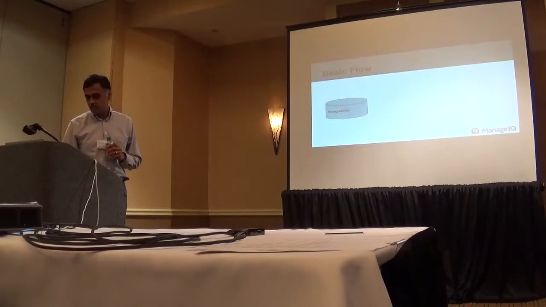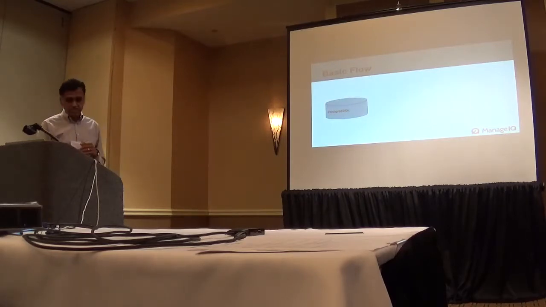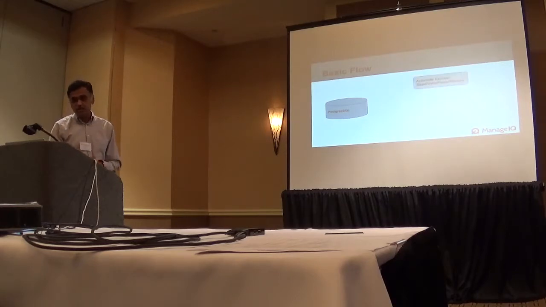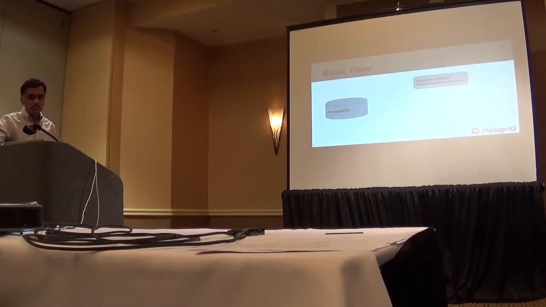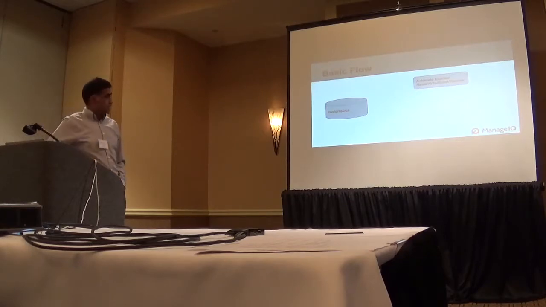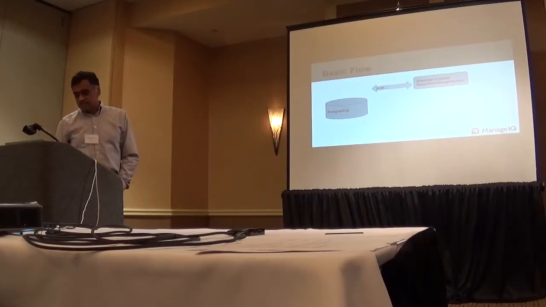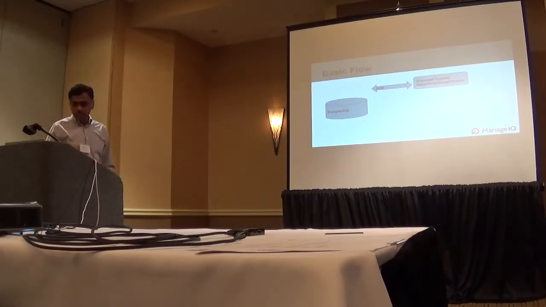So the basic flow is we have a Postgres database, and we have our Automate Explorer, which is the UI that is responsible for reading and writing into the Postgres database, helping the user or designer create a model that has all the classes and instances needed to solve their particular problem. And this is a read-write operation.